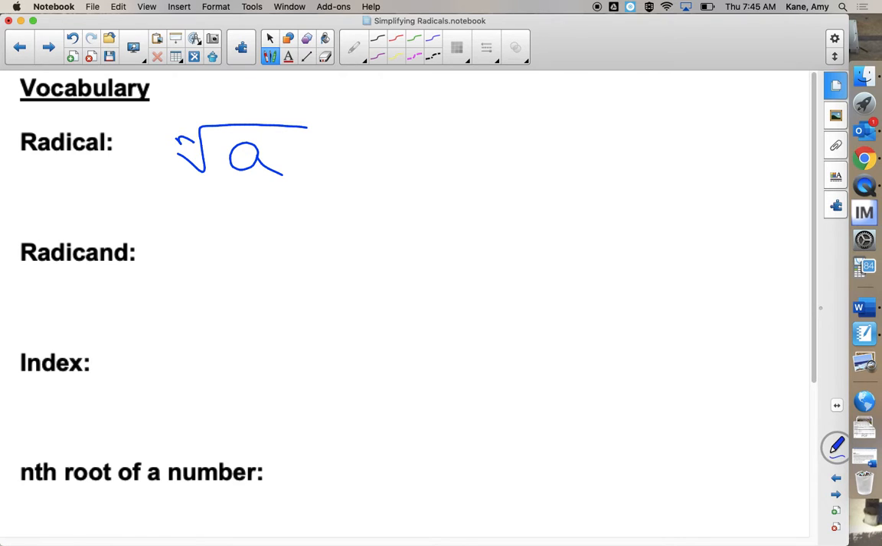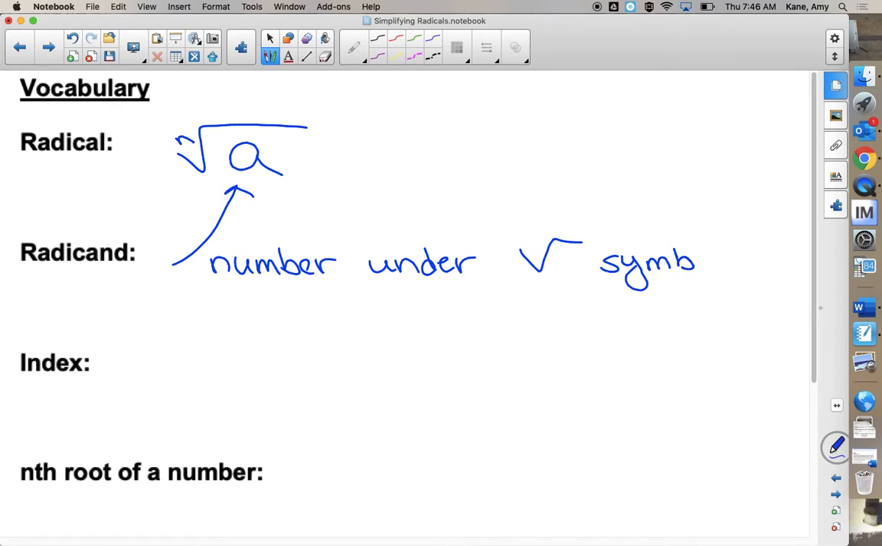So if you look at the 3 terms underneath, the radical is pretty much the whole thing. The whole problem is called a radical. Does anybody know what the radicand is? Nick? Yeah, so the radicand is the number underneath the square root. I have an a there just to represent any number. So the number under the square root or under the radical symbol. So it actually gets a name. It's called a radicand. So whatever number's underneath. Or it could be a letter too.